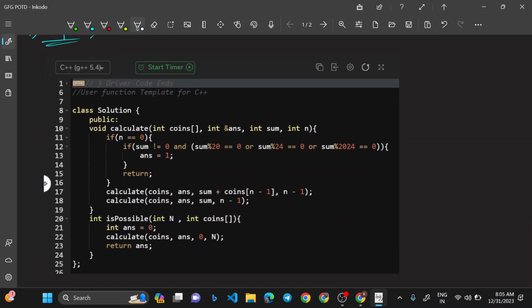So the same thing I've coded here. int answer equal to 0, which tells the bool, because we have int here, so int answer equal to 0, true or false, 0 or 1. And calculate is the function that I have written. This 0 denotes the sum of the coins, and once you come to the function, this is the base case, let us leave that. So the first condition is consider: consider the I minus 1th coin. So I'm coming from last.